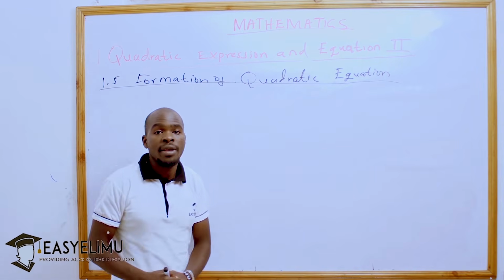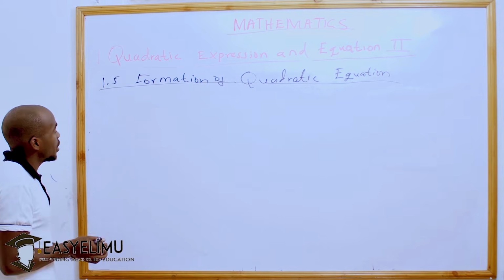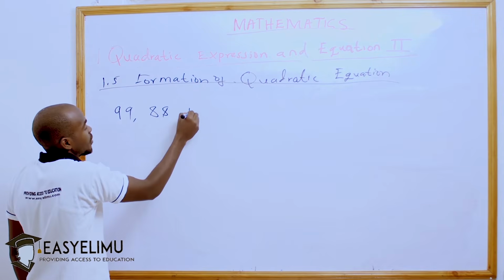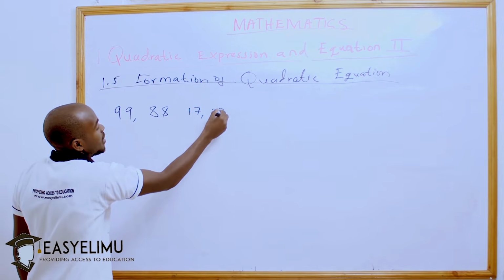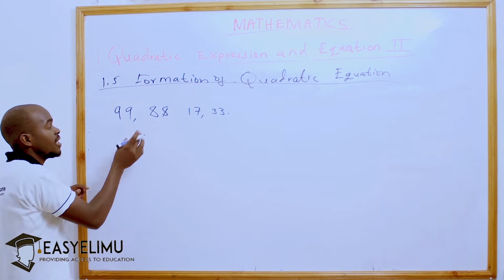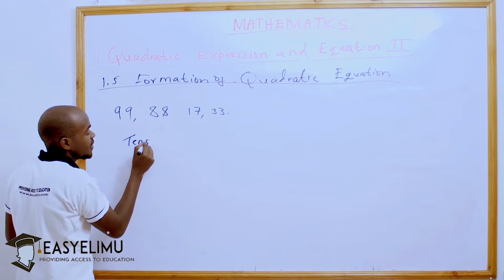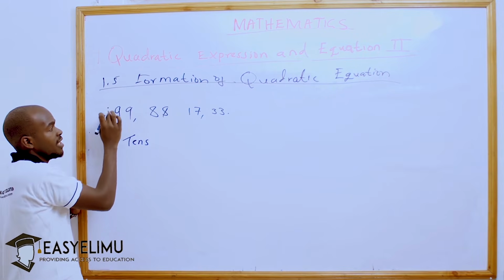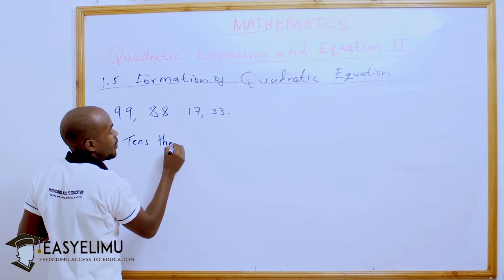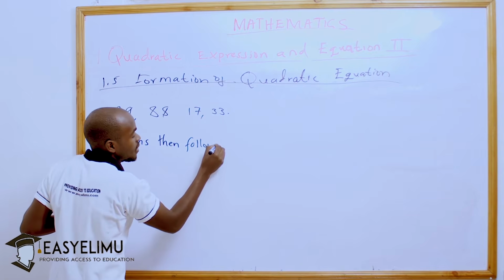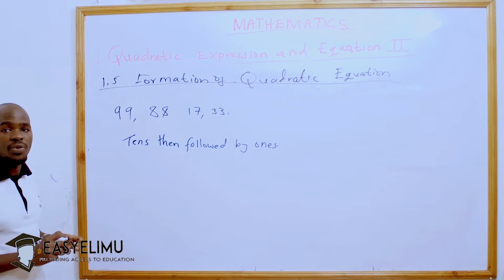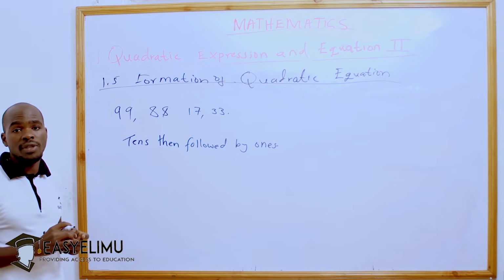Find the original number. And from our knowledge, we know that a 2-digit number is a number like 99, 88, or 17, or even 33. And from the observation, we can say that this number is formed by a tens digit, like 9 or 8, 1 or 3, followed by the ones digit, as we were learning how to write those numbers.